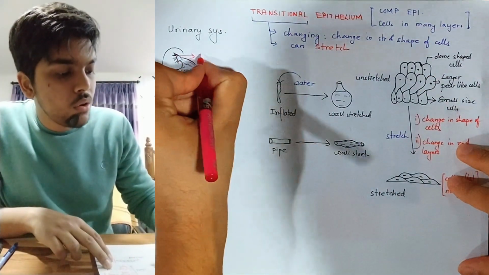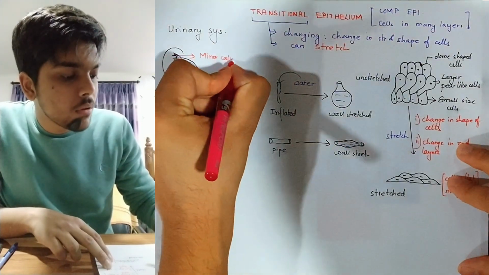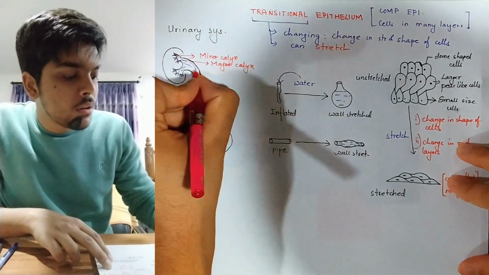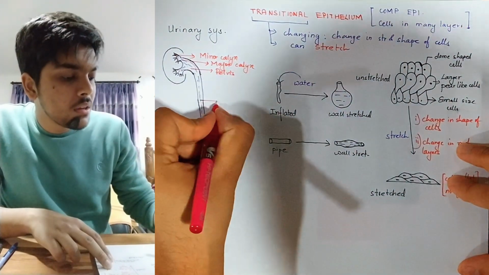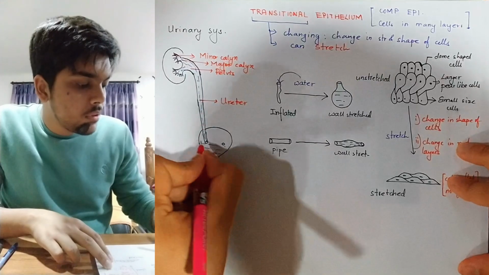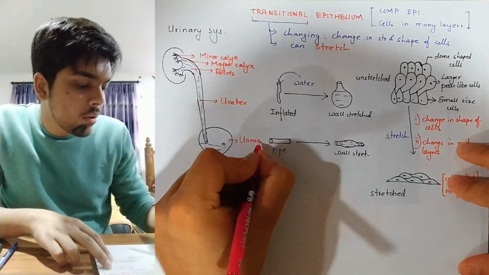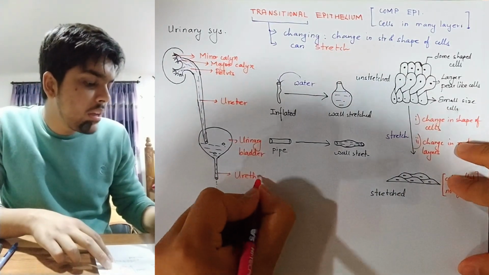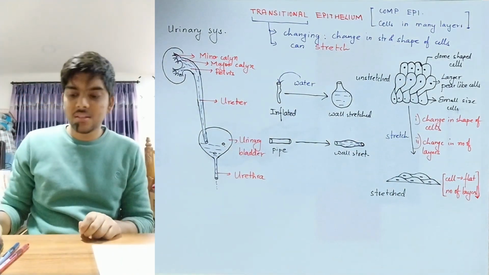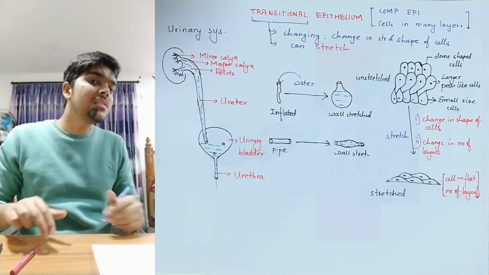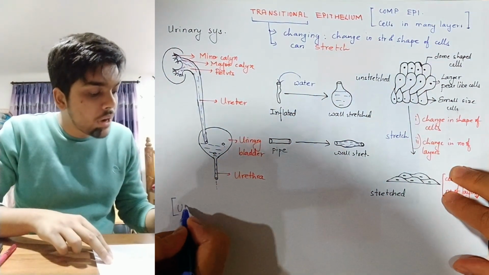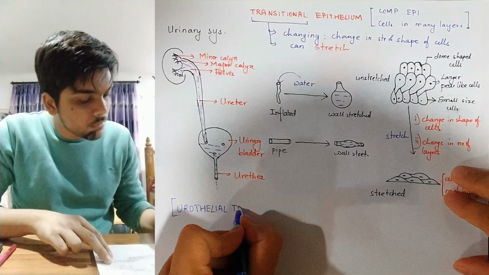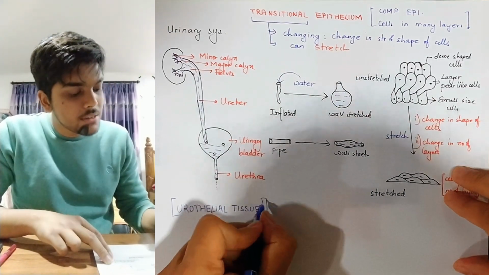What are the structures? Your minor calyx, there's your major calyx, there's your pelvis, there's your ureter, there's your urinary bladder, and then there's your urethra. All these parts are lined by your transitional epithelium. Since transitional epithelium lines the majority of your urinary system, it's also known as urothelial tissue. And that's your transitional epithelium.